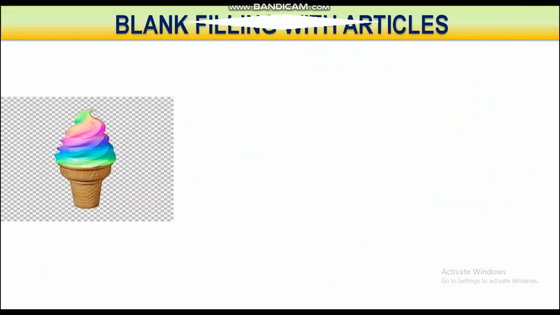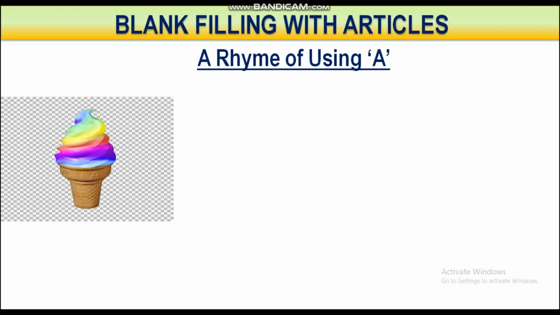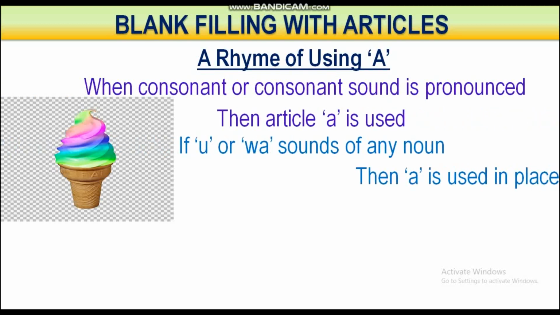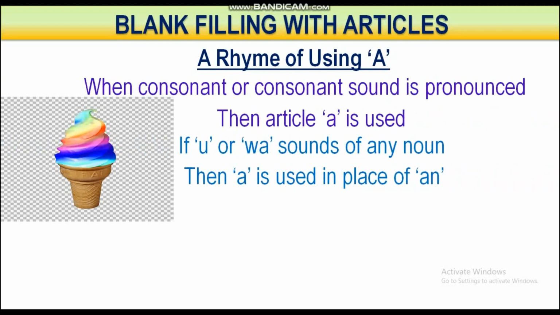Rhyme number 2 for using of article a. Let's read the rhyme. When a consonant or consonant sound is pronounced, then the article "a" is used. If you or were sounds of any noun, then "a" is used in place of "an".